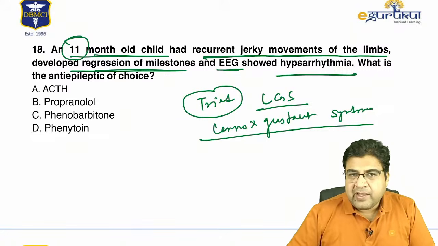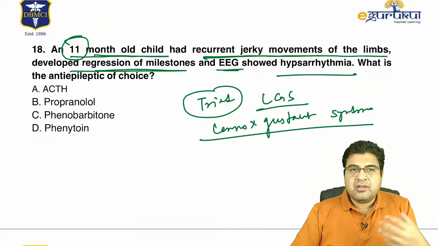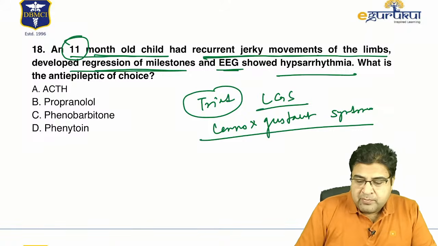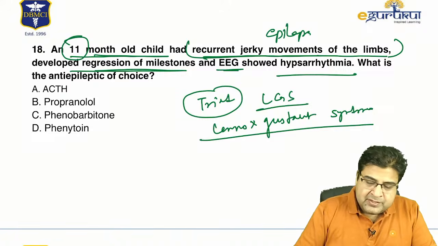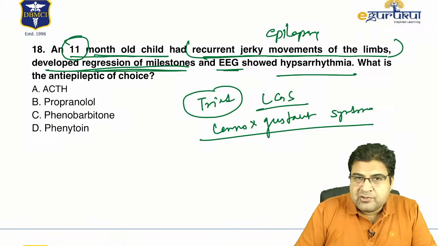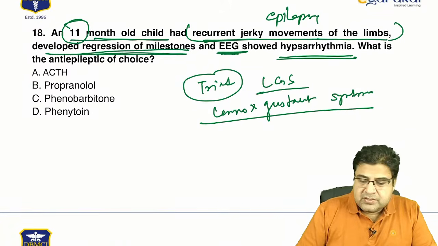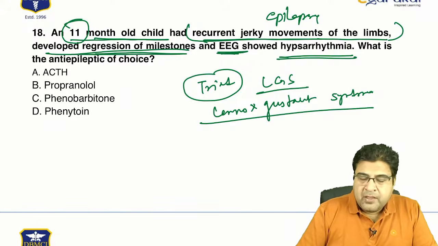So it's unlikely to have Lennox-Gastaut syndrome, because Lennox-Gastaut syndrome mostly occurs in adolescent patients. But the patient is having this epilepsy going on. So some epileptic features are there, plus the loss of milestones is there, and the electroencephalogram is showing some typical pattern. So this may be another syndrome. The question is not clear about which diagnosis we will make. Maybe your pediatric faculty can make a better diagnosis of it, right?